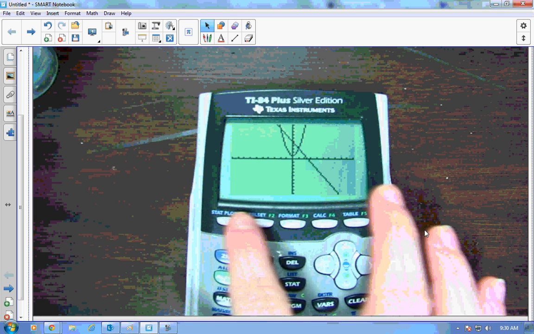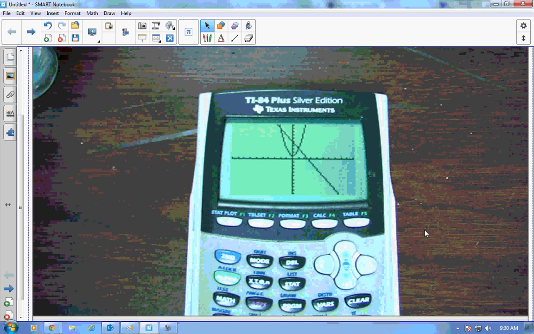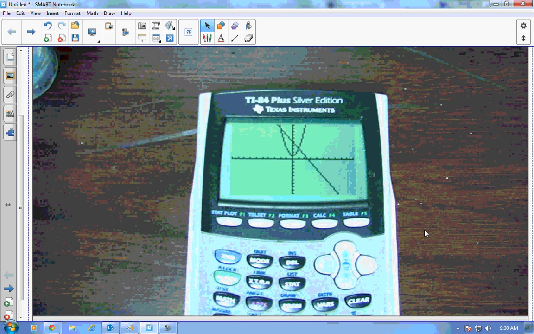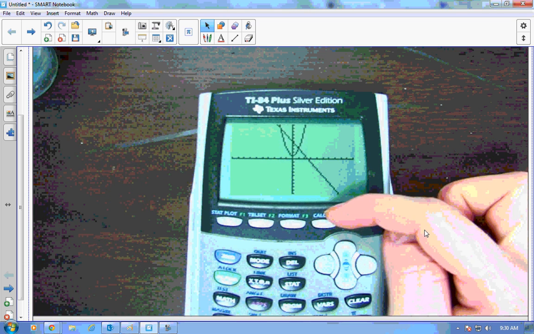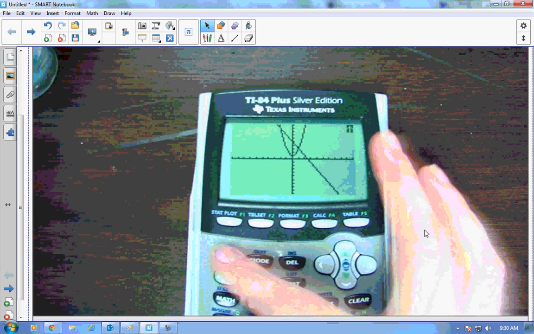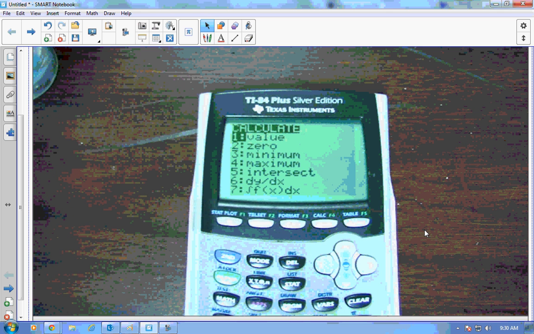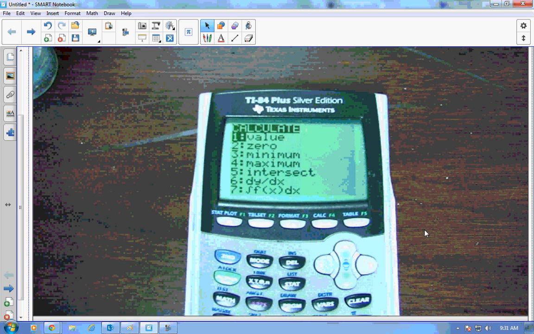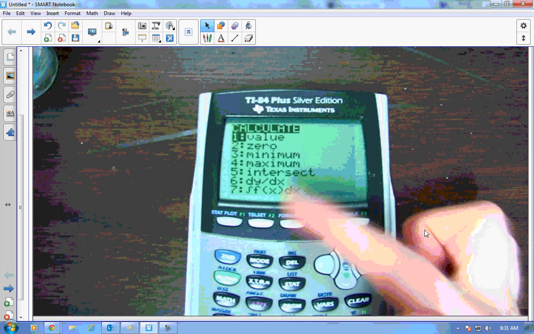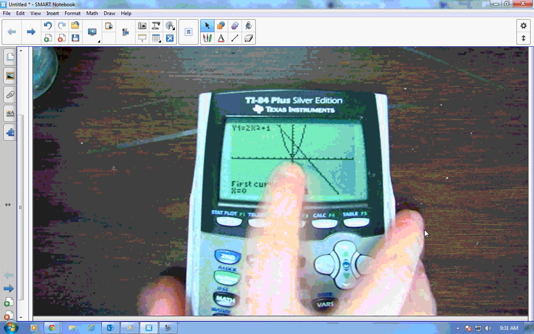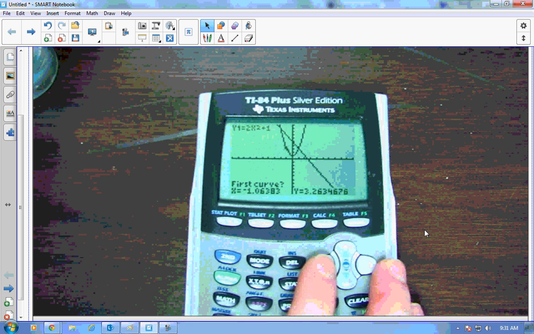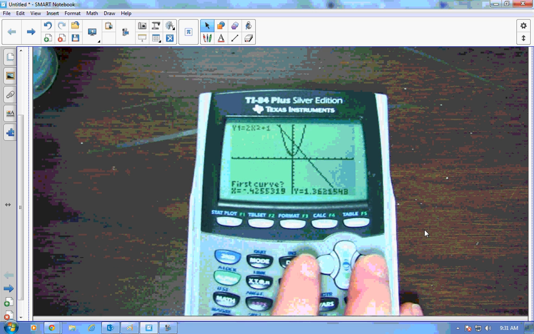Look above the top row of buttons. Do you see one that says something like calculate? In blue it says calc. So we're going to hit second calc. And we want to find where they intersect. So what option should we pick? Number 5. Okay, and see how you have a little bug? If you go left and right, that bug kind of crawls along your graph.